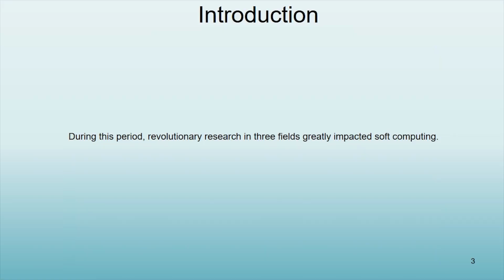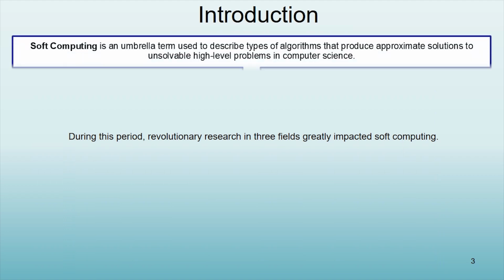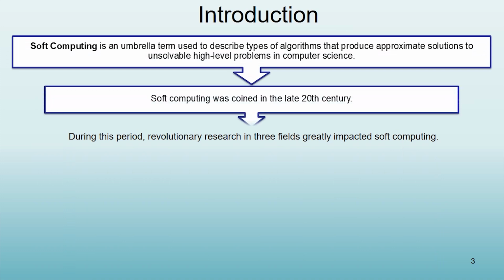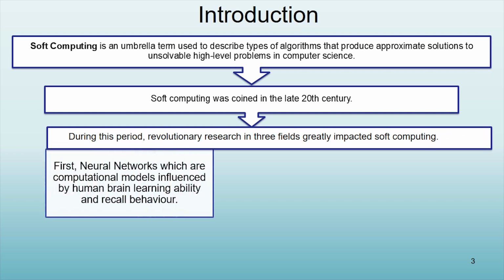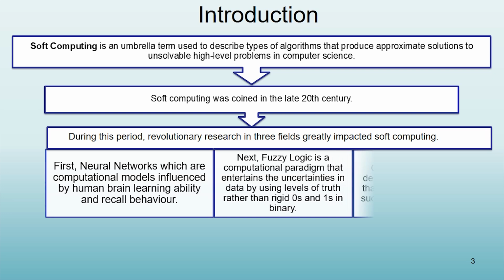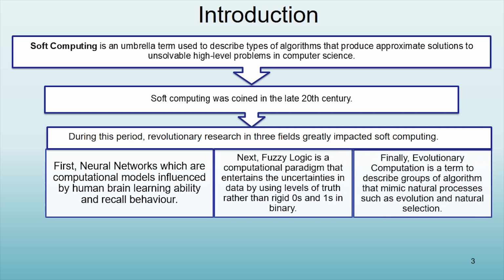Let me introduce again what is soft computing. When you look at the definition, you could see that soft computing is an umbrella term. It means it is used to describe different types of algorithms. So, what are the different types of algorithms? As I said earlier, neural network, fuzzy logic and evolutionary computation, that means genetic algorithm. These are the different sets of algorithms whose objective is to produce approximate solutions for some sort of unsolvable higher level problems in computer science.